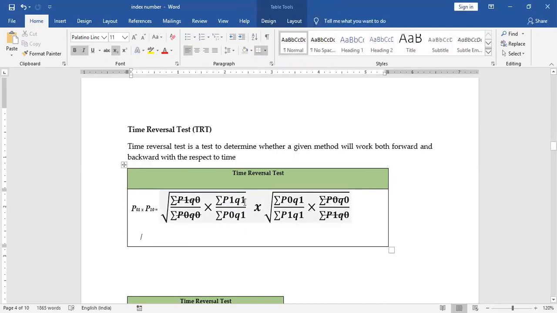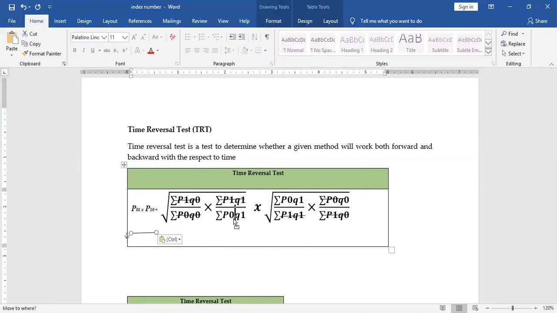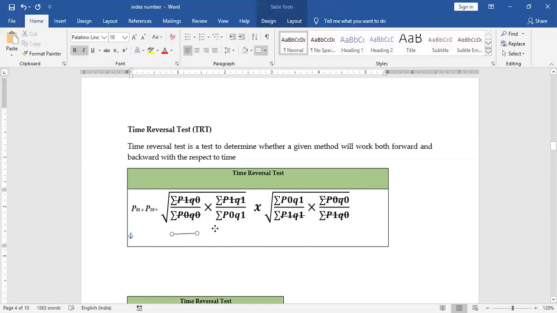Next, P1 Q1 and P1 Q1, I'll be cancelling. Next is P0 Q1 and P0 Q1.